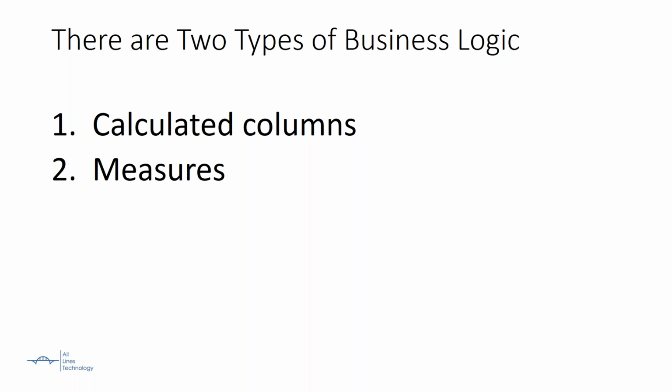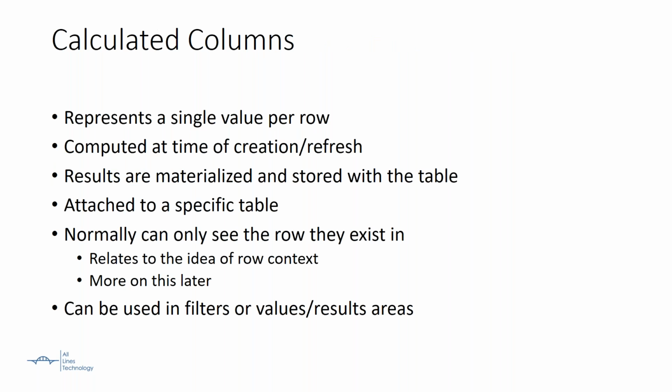These are more intuitive, especially if you've worked with Excel. So a calculated column represents a single value per each row. And one of the things that's really interesting is these calculated columns are calculated at time of creation and refresh. And so they're materialized. That means they're stored with the table, they become part of the table, they're attached to it, they're there, right? So if you were to look at the table being stored in RAM or on disk in a PBIX file or something like that, in a very real sense, it's part of that table.